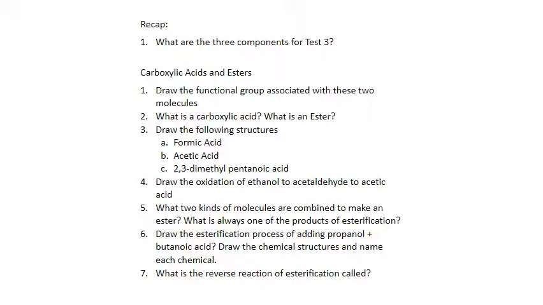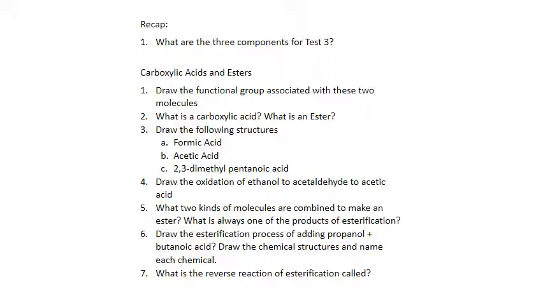So there's the carboxyl, which is the CO and O, and then the carboxylic acid has the H at the end, so COOH, and the ester has the COO with carbons on one side of the oxygen, instead of the hydrogen. So just look at the notes for that. So what is a carboxylic acid and ester? I just told you.